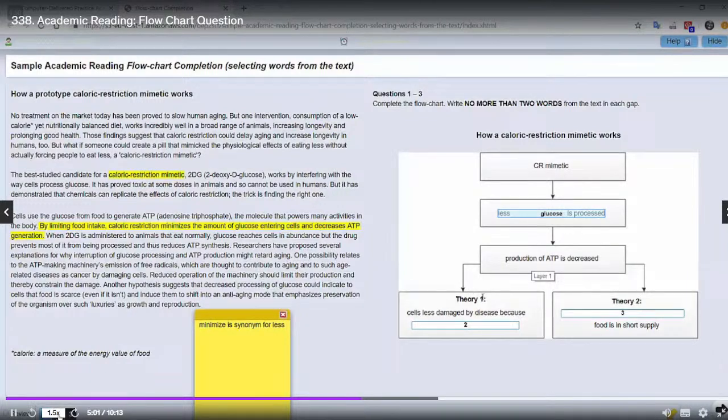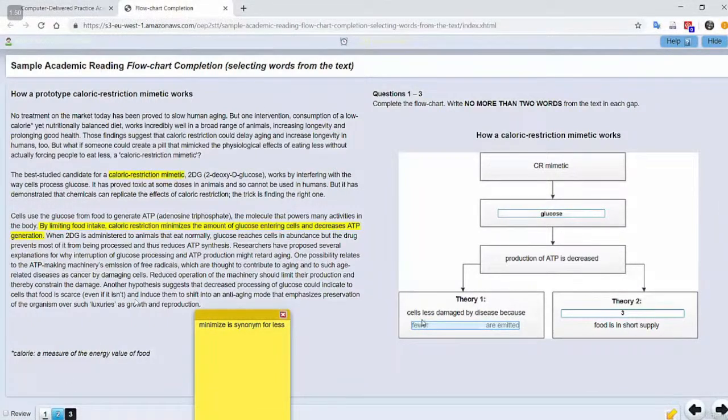Now, for the next question, number 2, I click in box number 2, and I'm looking for fewer of something being emitted. Cells damaged by disease because fewer of something are being emitted. So theory 1 and theory 2. I know I'm going to find two theories.